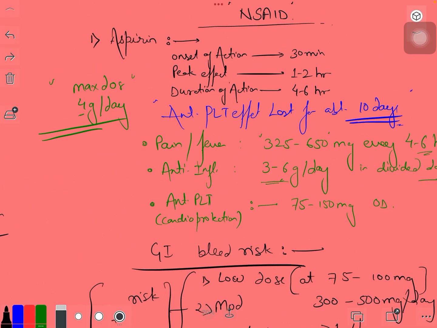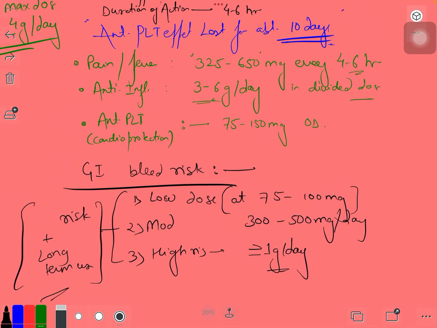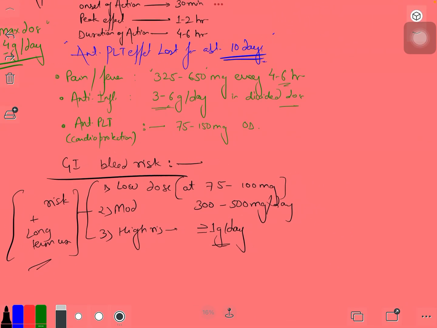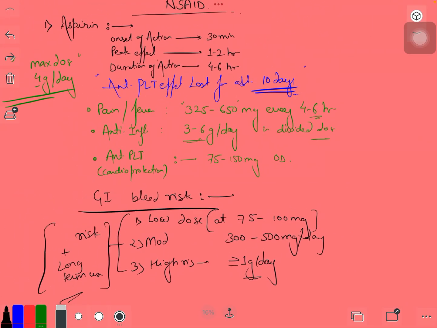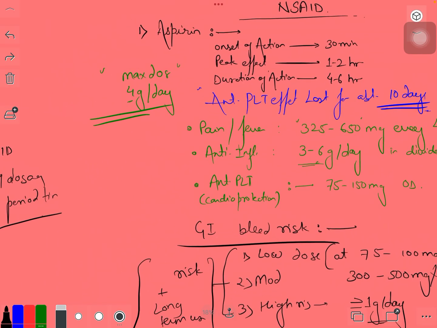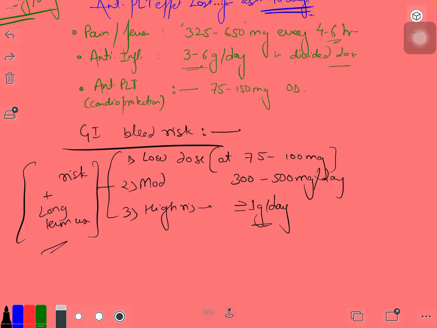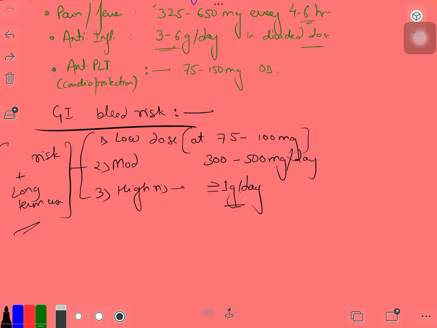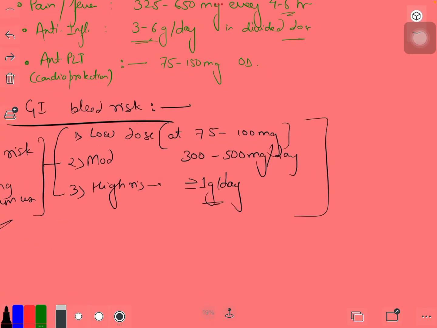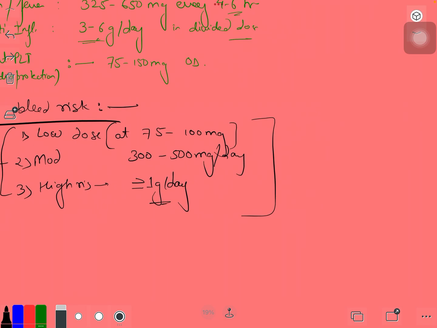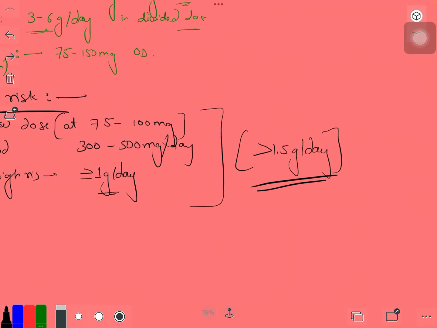So the max dose was roughly around 4 grams per day. These data may vary depending upon which book you're reading, whether it's Google or KD Tripathi or whatever. These values may differ, but the average values are these only. So overall, if you're going more than 1.5 gram per day, you will be at a higher risk of causing GI bleed.